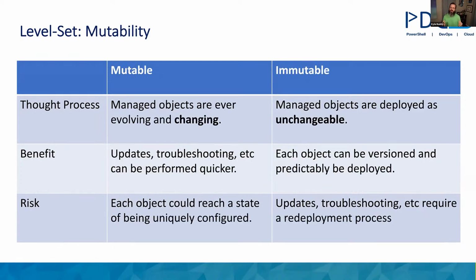Then we get into this notion of mutability. When you're working with mutable objects, this is going to be more or less centric around the imperative process. These objects that you're managing are changing and evolving over time. You can apply updates to them. You can troubleshoot them. They're in a constantly changing state versus the immutable side. And that's where the managed objects are really unchangeable, where these things are constantly re-provisioned instead of being modified and updated. So it's also a change in thought process there. And you're going to find immutable is a lot more focused on the declarative process.